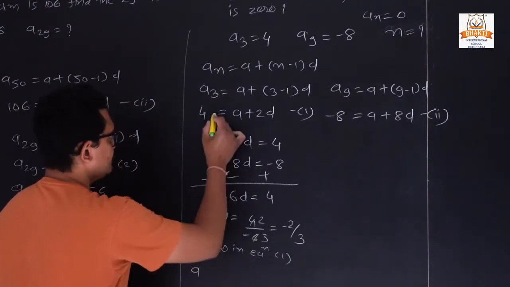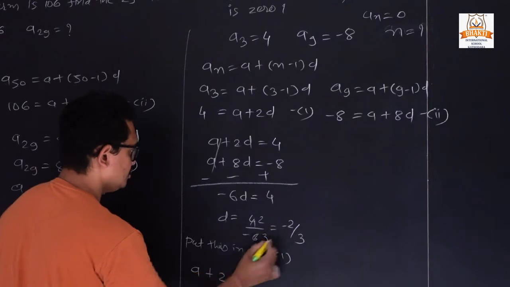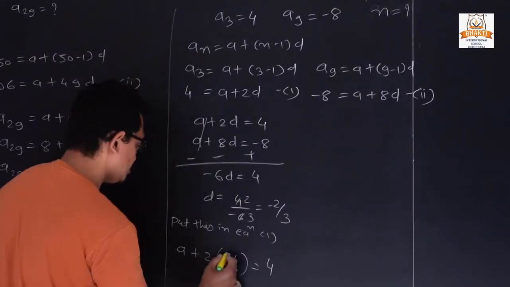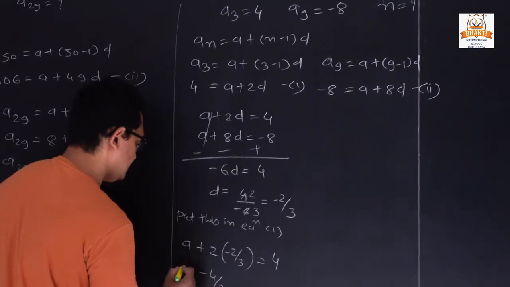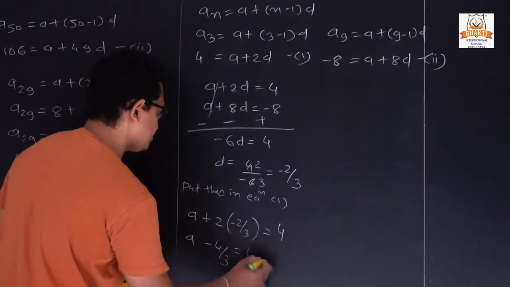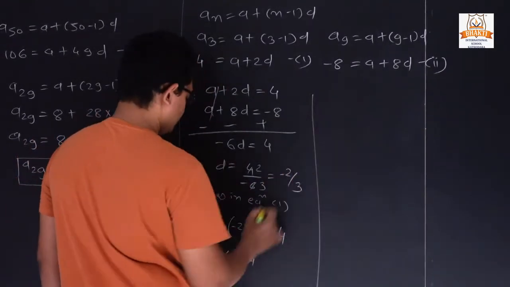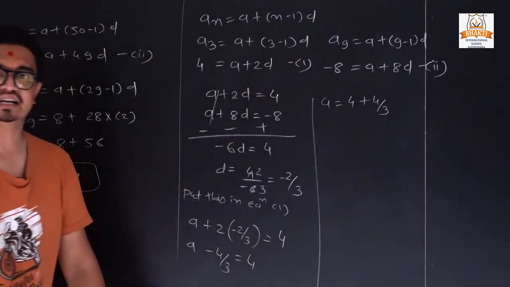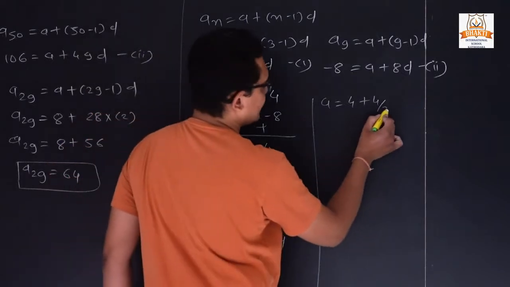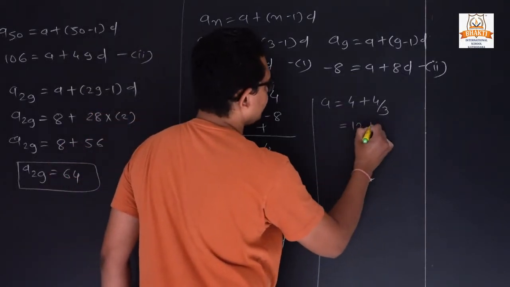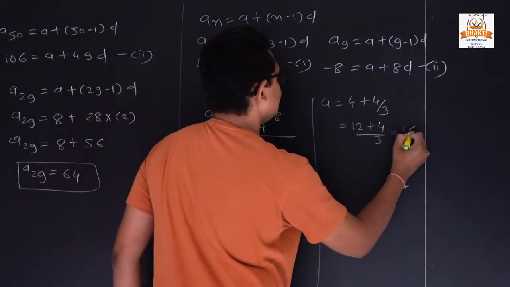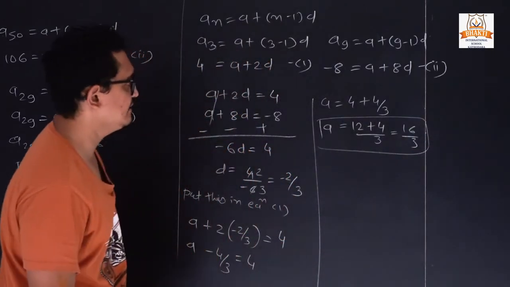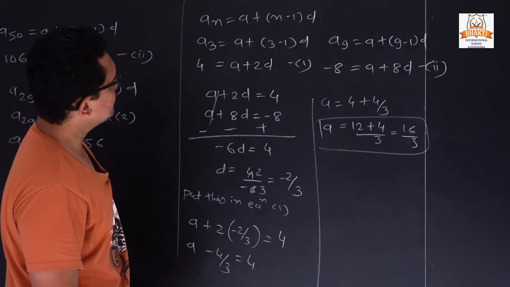What is the first equation? A plus 2, with D replaced with minus 2 by 3, is equal to 4. So 2 twos are 4, and plus minus becomes minus. Now this goes to the other side, so it becomes plus. So A is equal to 4 plus 4 by 3. Now once again we can take the LCM. 4 threes are 12, so it is 16 divided by 3. So the first term of this arithmetic progression is 16 by 3.